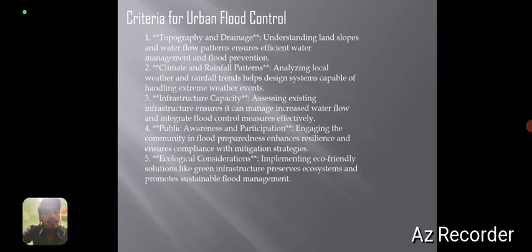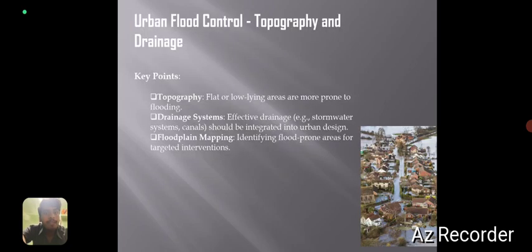Public awareness and participation: engaging the community in flood preparedness enhances resilience and ensures compliance with mitigation strategies. Ecological considerations: implementing eco-friendly solutions like green infrastructure preserves ecosystems and promotes sustainable flood management. Urban flood control, topography and drainage.